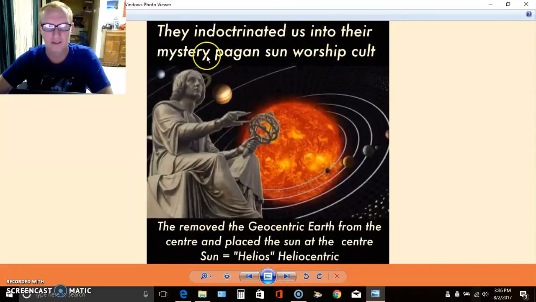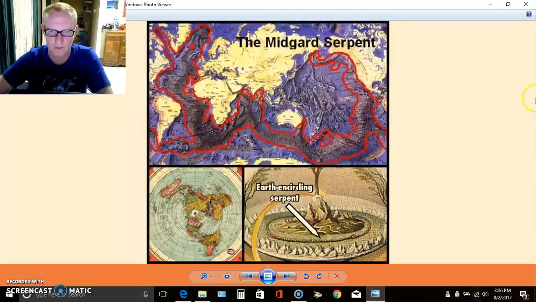They indoctrinated us into their mystery pagan sun worship cult. They removed the geocentric Earth from the center and placed the sun at the center. Sun equals Helios. Heliocentric. It's geocentric. It's not father, it's mother. Mother Earth. Mother is the center, not the father. The Midgard serpent. Earth encircling serpent. The Aurora Borealis. The snake biting its own tail. That's what's going on here.